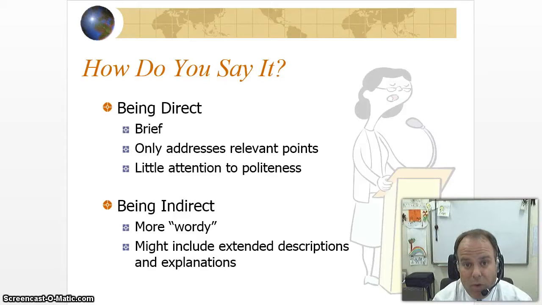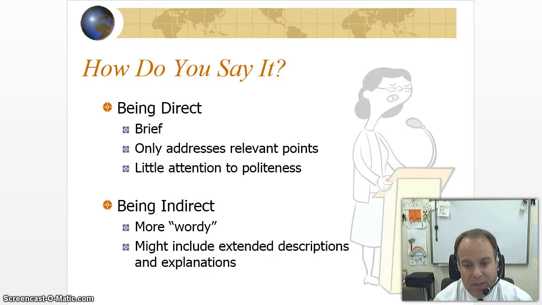Welcome to part 4 of the email writing workshop. In the previous sections, we talked about the pieces of email, the sections of email, how they were outlined, and what was in each part. Now we're going to talk about how you say things, the language that you use, and the tone with which you say it. Two of the things that we want to think about are whether we're being direct or indirect.